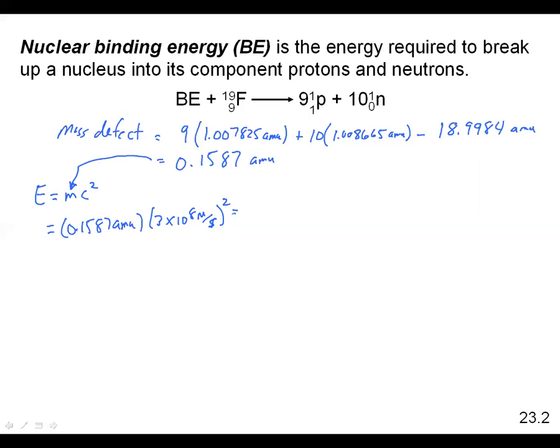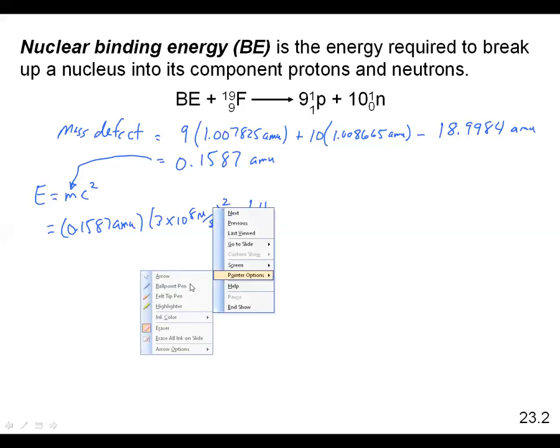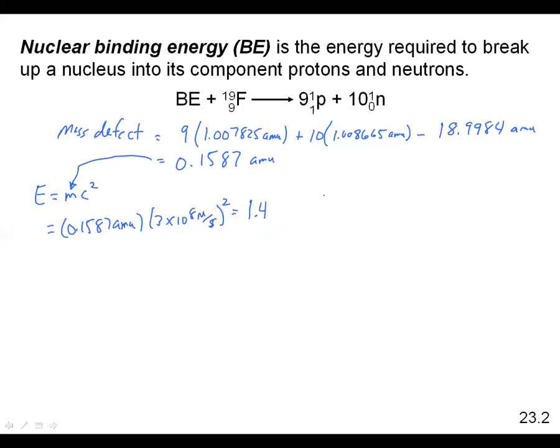1.43 times 10 to the 16. Now the units here are AMU meters squared per second squared. This is close, but this is not really a unit of energy that we need.